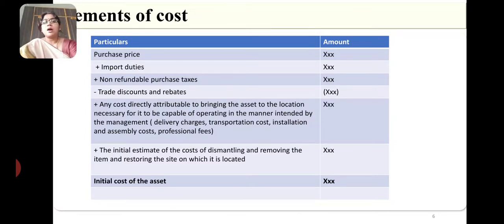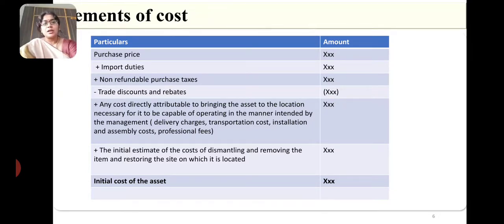Then out of this we have to minus any trade discounts and rebates offered. Like before, because of buying this asset, if the supplier has given us a trade discount or we have got a rebate from the government, any such discounts and rebates have to be deducted. Here we need to be careful, we have to deduct only the trade discount, not the cash discount.